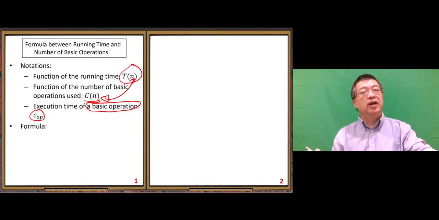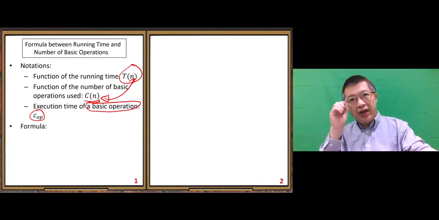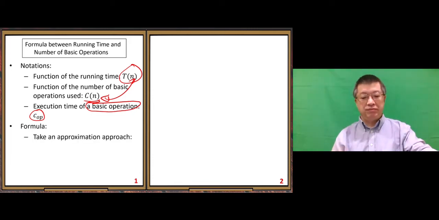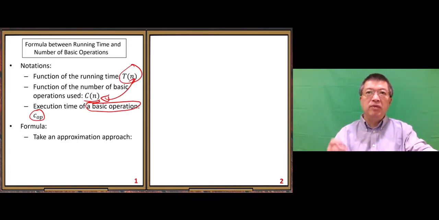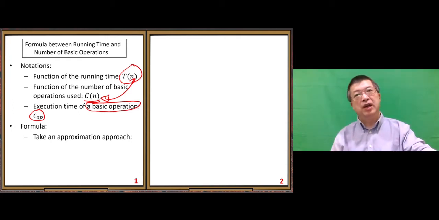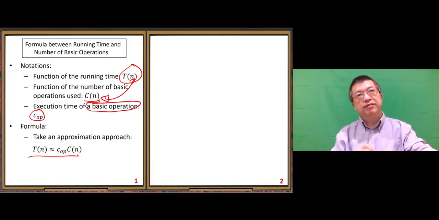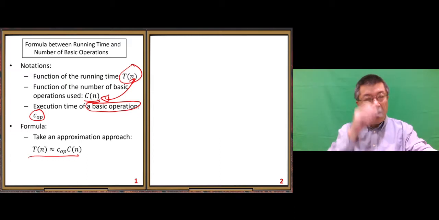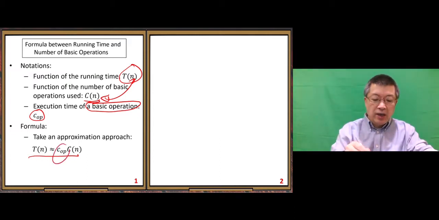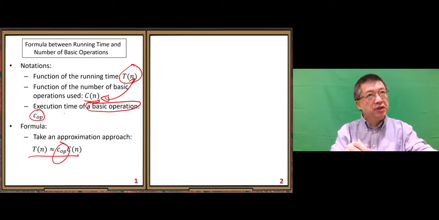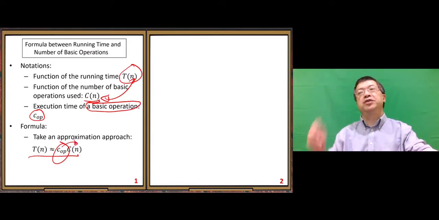Now let's look at the formula. When we write the formula, we take an approximation approach, because it is very hard to represent the execution time precisely. So we will use an approximation way to measure. That approximation formula is this. T of n, the real execution time, is approximately equal to the execution time of one basic operation, multiplied by the number of basic operations. It's straightforward.